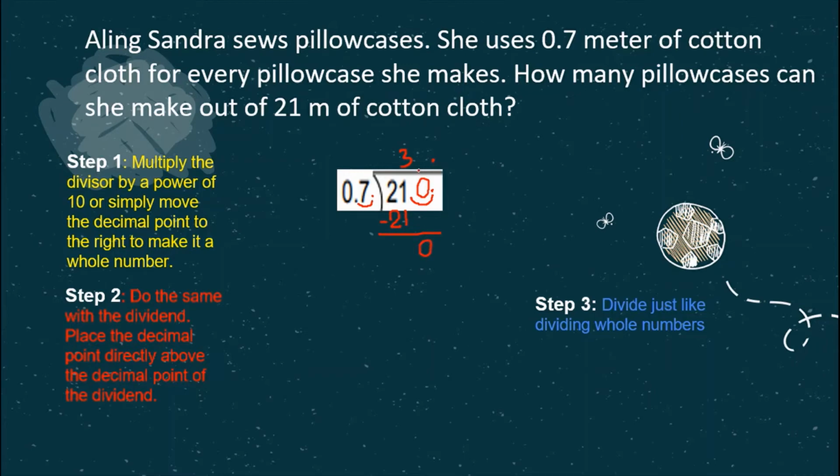0 divided by 7, that is 0. And 0 times 7, that is 0. And 0 minus 0, okay, the answer is now 0. There's nothing to bring down. So for our final answer, we have 30. So it means Aling Sandra can make 30 pillowcases out of her 21 meters of cotton cloth.